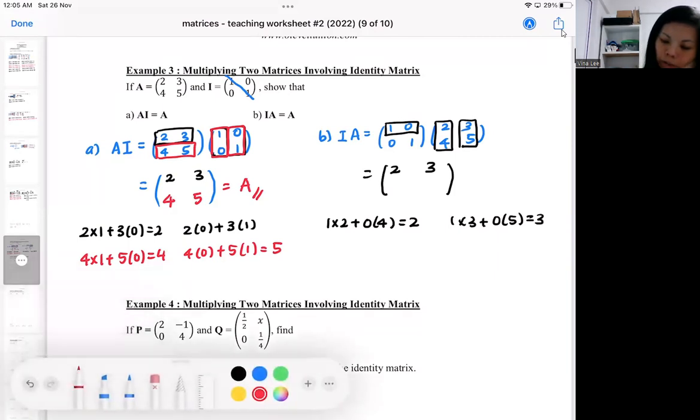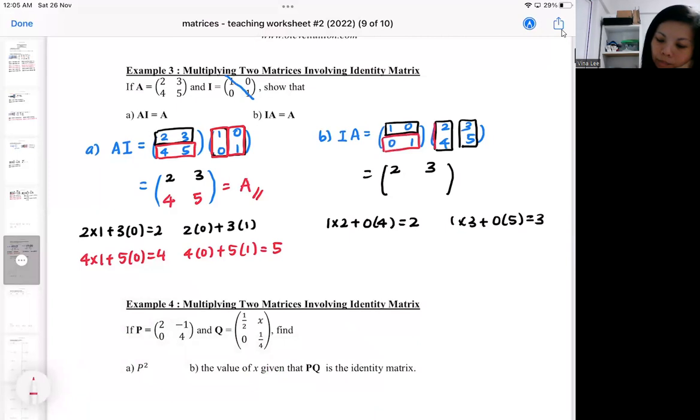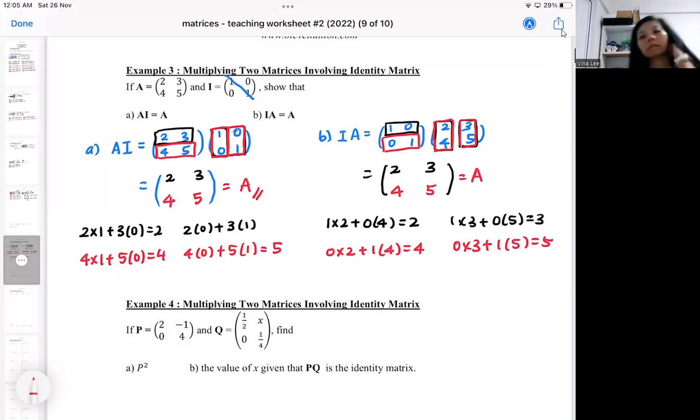Okay, then let's go to the bottom layer. So 0 times 2, 1 times 4, and 0 times 3, 1 times 5. So again, we're getting back the same matrix. This example is just to show that for the product of two matrices, the order will usually make a difference, except in the case of an identity matrix.